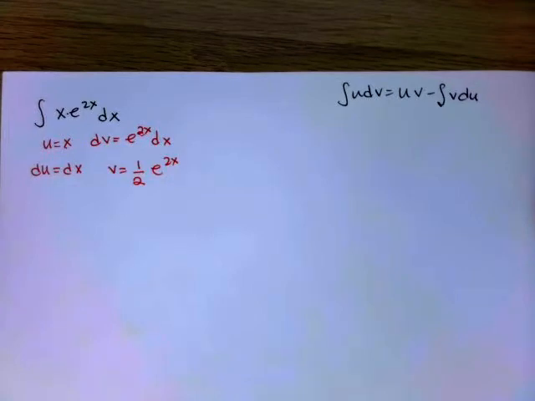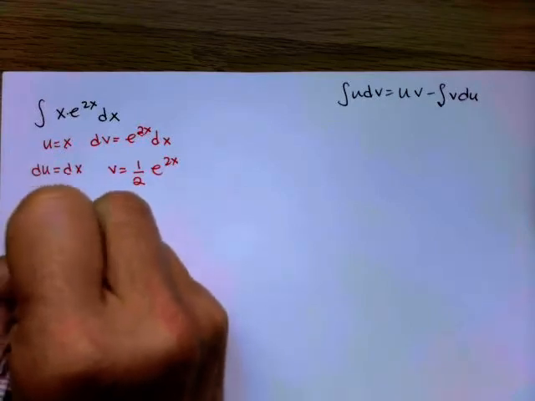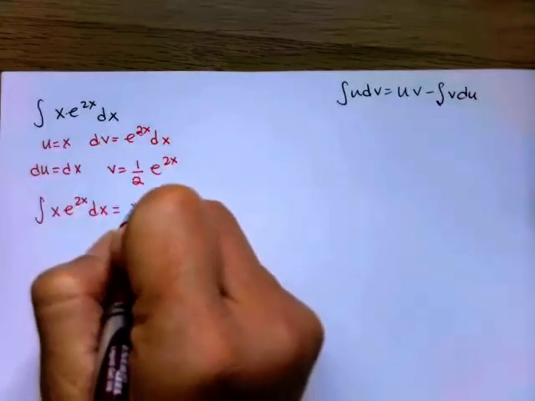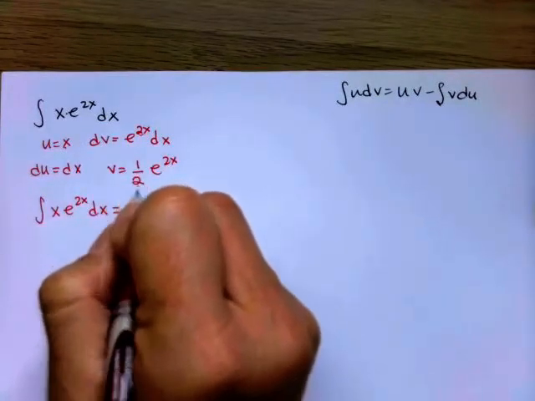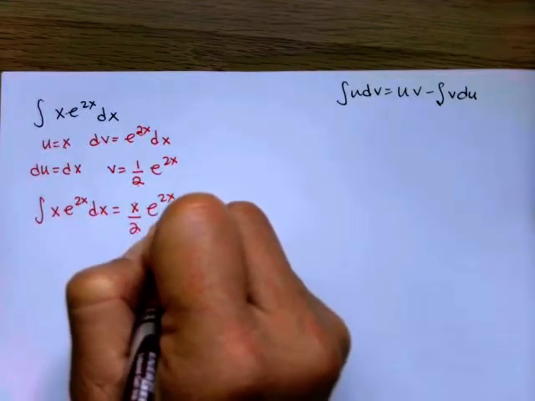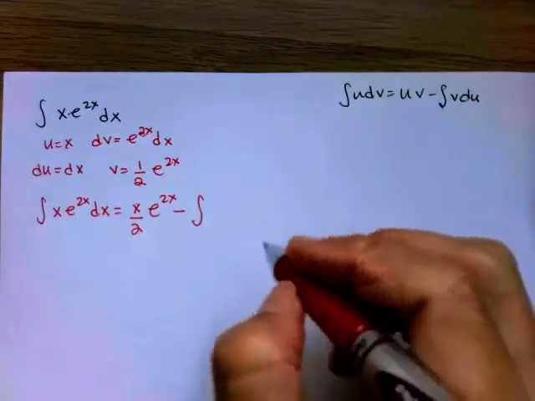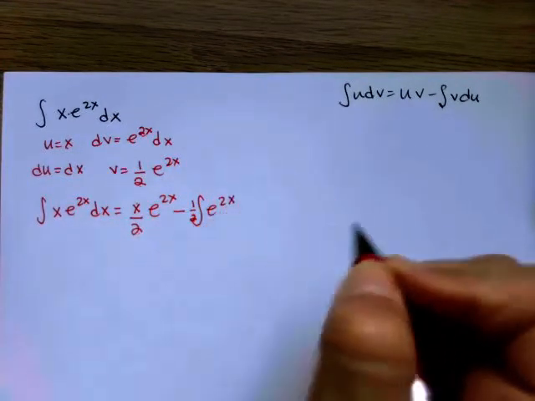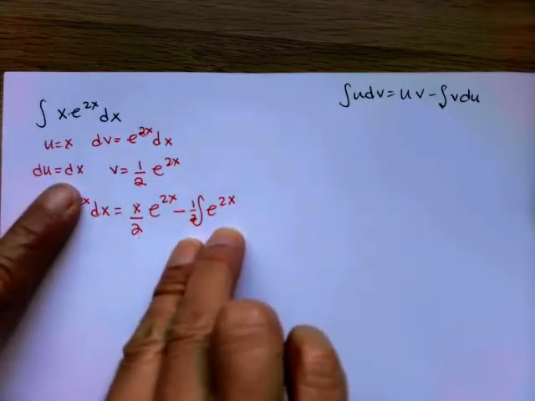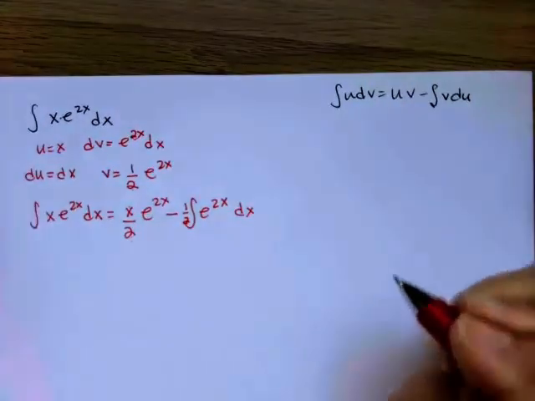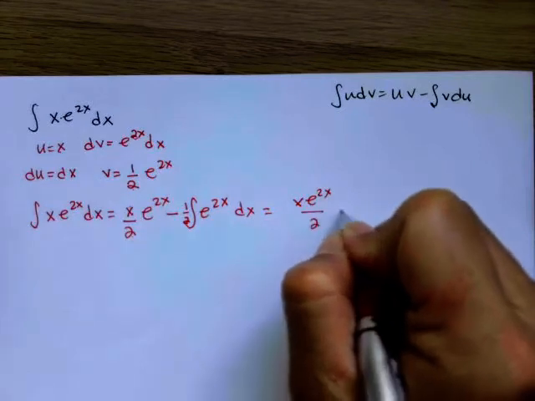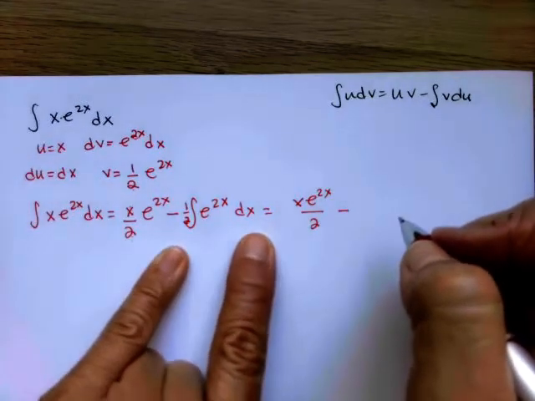So once you get there, let's go ahead and rewrite our integral. So the integral of x e to the 2x dx equals u times v. So x times v, so x over 2, that's that 1/2, e to the 2x minus the integral of v, which is right there. I'll bring the 1/2 out in front. E to the 2x, so right here's my v, and then du is my dx. So I get x e to the 2x over 2 minus, so now I'm doing this antiderivative.